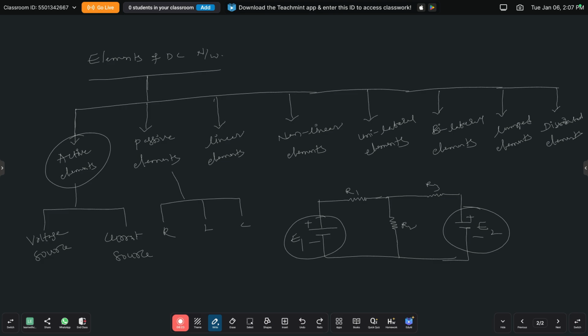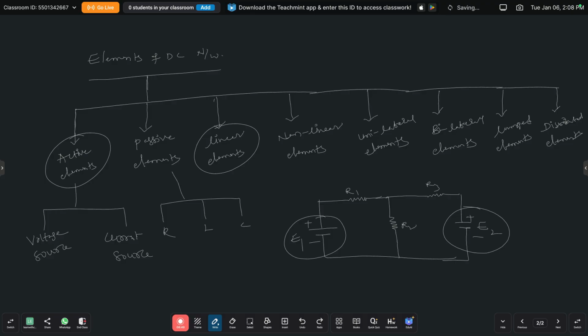The examples for passive elements are resistor, inductor and capacitor. That means the resistor, inductor and capacitor will always receive electrical energy, but they do not supply any electrical energy to the circuit. Hence these are known as passive elements, and the examples are RLC: resistor, inductor and capacitor. And the next one is linear elements.